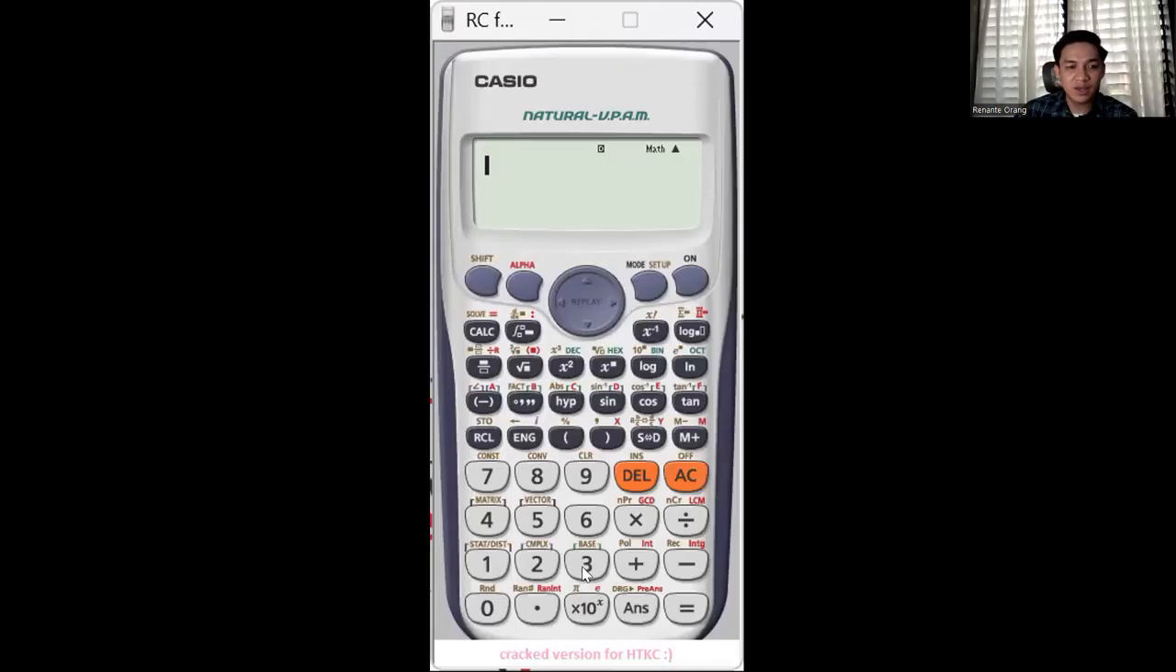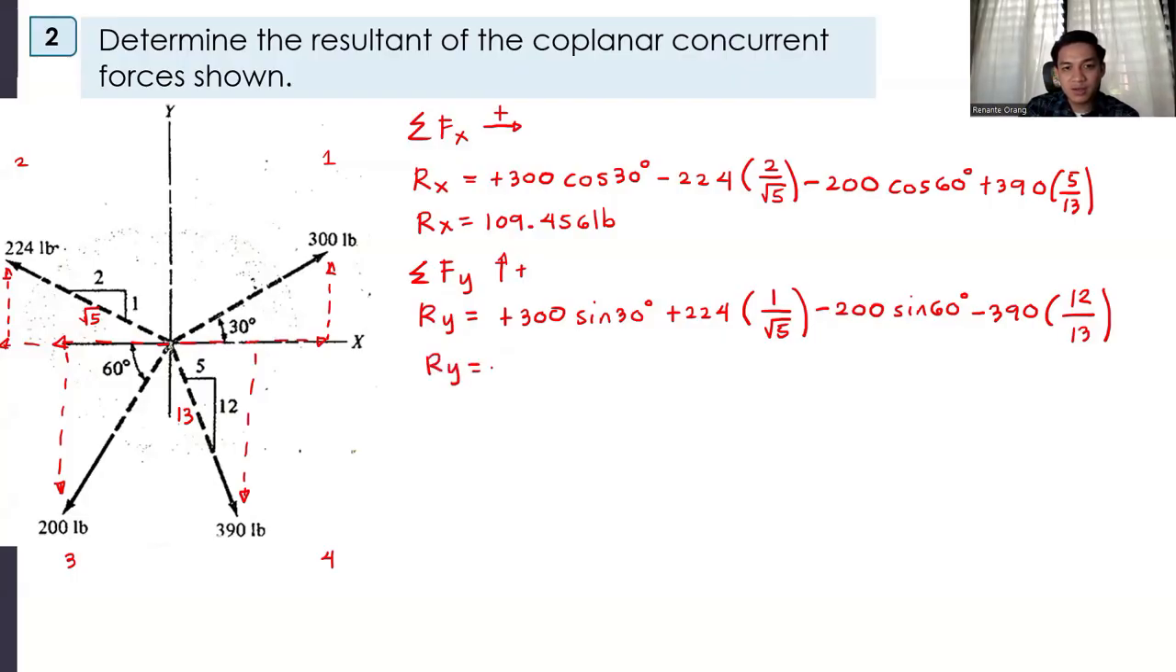Input natin yan lahat. We have 300 sine of 30 plus 224 times 1 divided by the square root of 5 minus 200 sine of 60 and minus 390 multiplied by 12 over 13 equals negative 283.029. So Ry is equivalent to negative 283.029 pounds. Meron na tayong Ry and Rx.